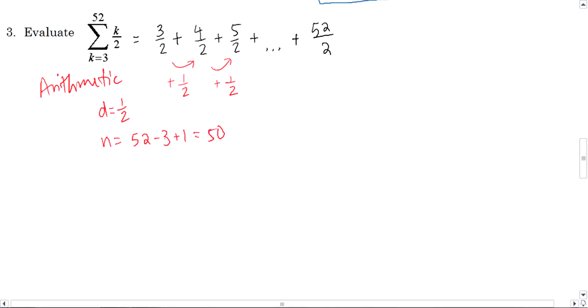Okay, what else do we know? We know that our last term is, let's do first term. A is equal to 3 over 2. Our last term is 52 over 2. I think we have enough information to solve this.